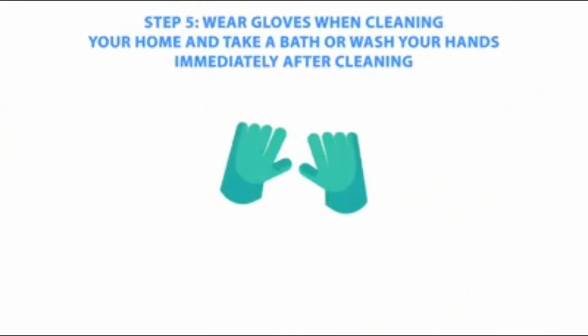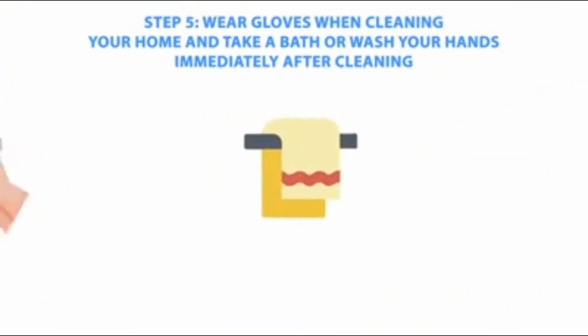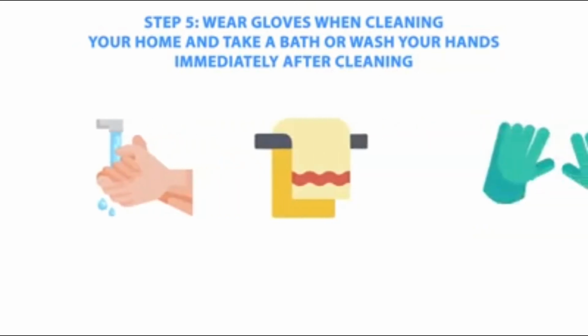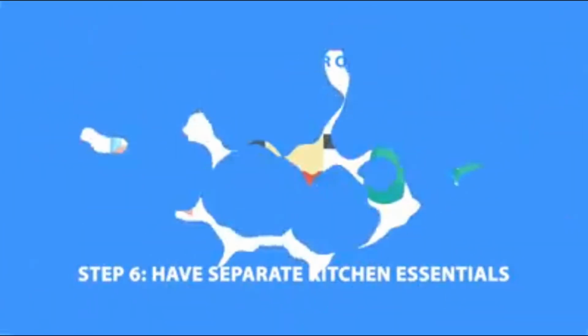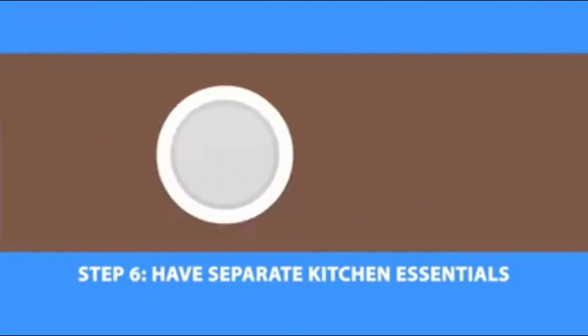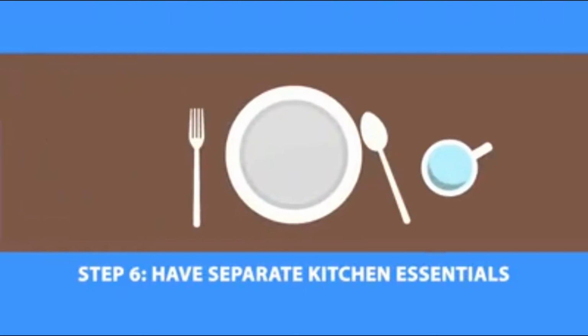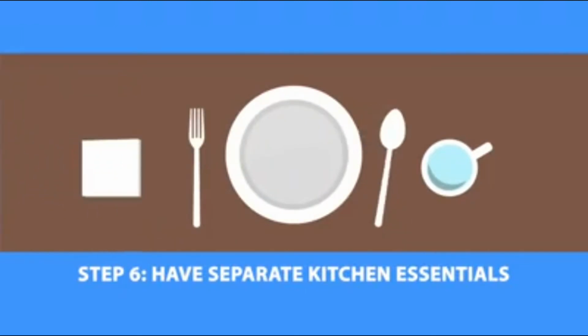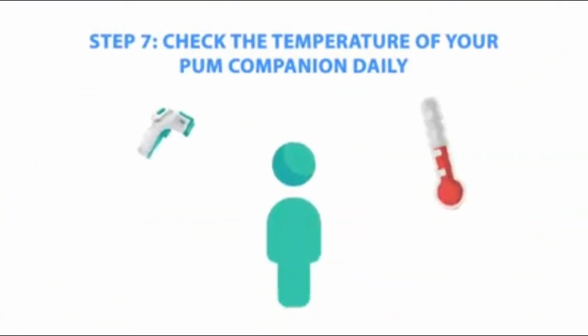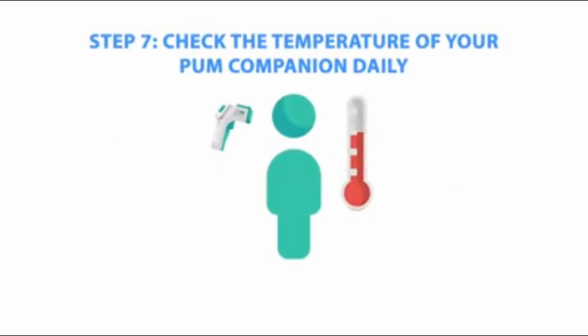Wear gloves when cleaning your home. Take a bath or wash your hands immediately after cleaning. It is also necessary to have separate plates, glasses, spoons, and towels for the PUM companion. Avoid sharing meals with the PUM. Check the temperature of your PUM companion daily.